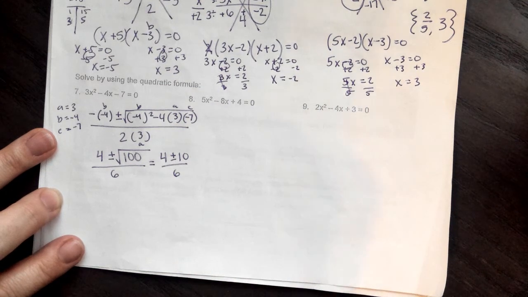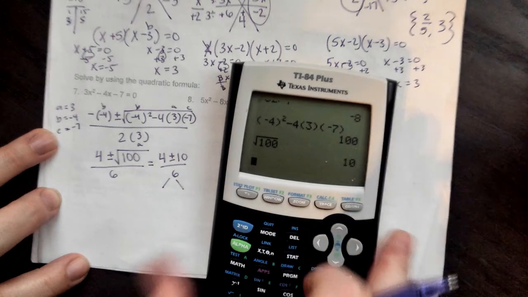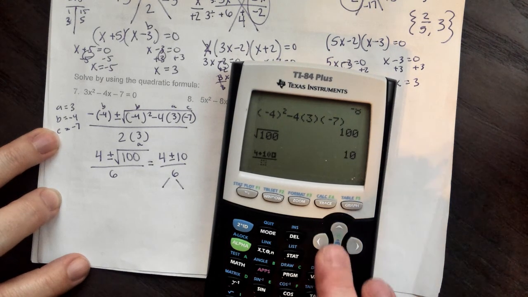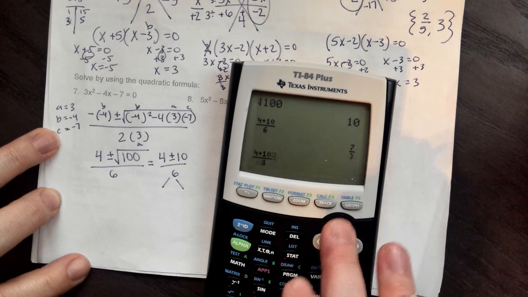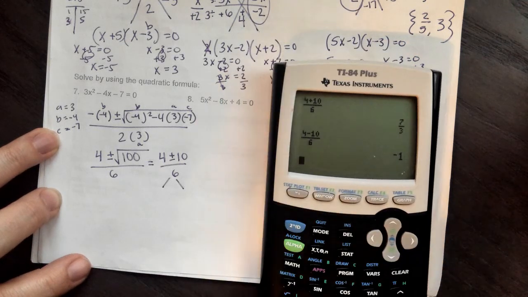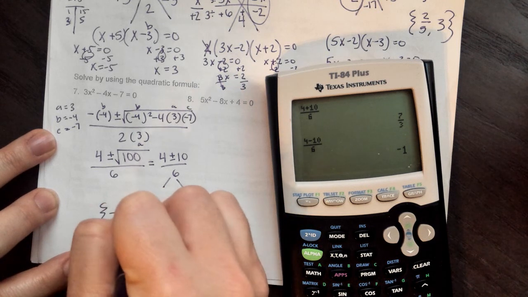Now, since that's a pretty number and they're all like terms, we're going to separate and simplify. So I can still do it in my calculator. Alpha y equals enter. 4 plus 10 over 6. And then I can do it again. 4 minus 10 over 6. So I have 7/3 and negative 1.